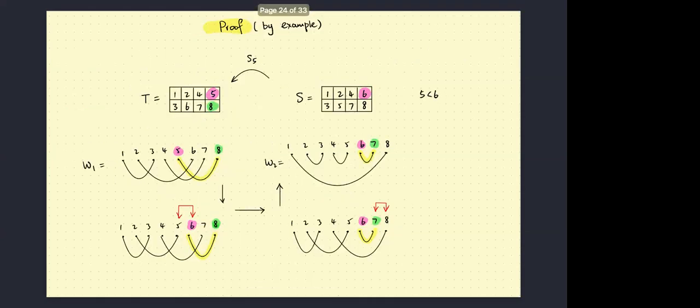So let me quickly give you one more example before moving on to the more general case. Any questions at this point?